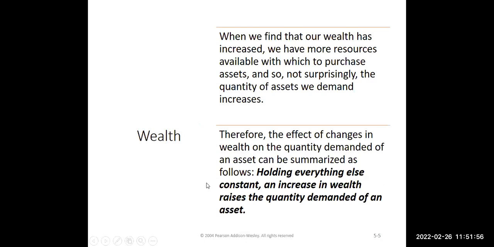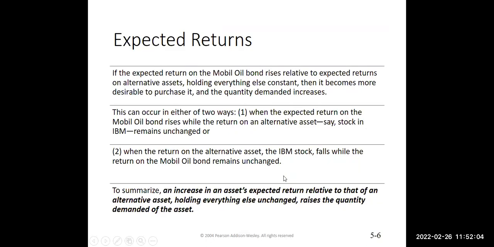Now the wealth, we have learned about it. Holding everything else constant, an increase in wealth raises the quantity demanded of an asset. Expected returns, and if you look at a summary of it, an increase in an asset's expected return relative to that of an alternative asset, holding everything else unchanged, raises the quantity demanded of the asset.